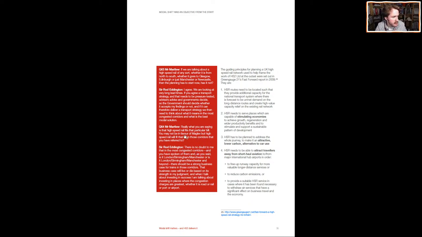Right, so getting to the crux of that discussion from the Transport Select Committee, there is no doubt to me that this is Sir Rod Eddington saying, there is no doubt to me that in the most congested corridors, and you have spoken of them, and as you said, it is London, Birmingham, Manchester and beyond, there should be a strong business case for trains in those corridors. That business case will live or die based on its strength, in my judgment.